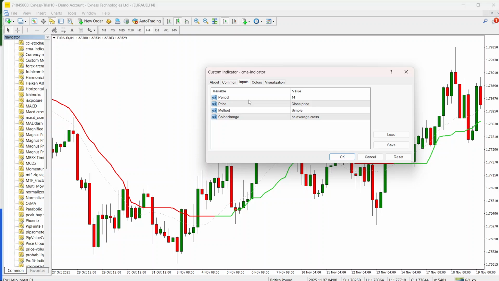Additional smoothing or method options such as Hanning, triangular, or double smoothing approximations let you fine tune how aggressively the CMA filters noise versus how closely it tracks price.